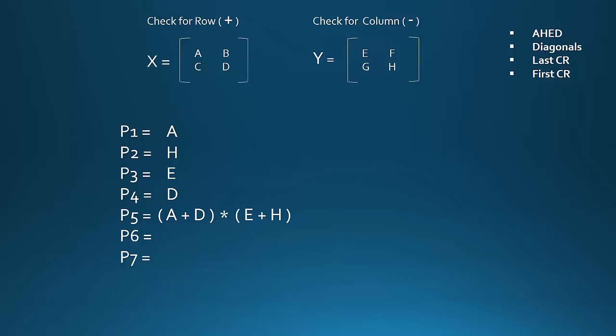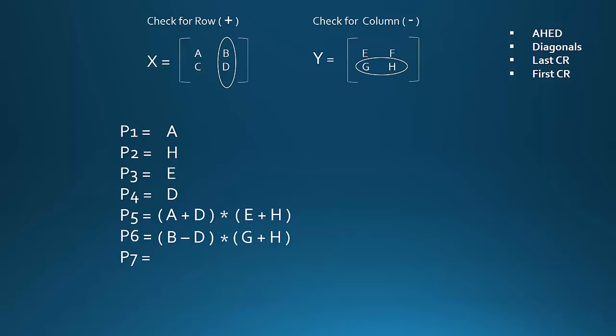C represents here column, R represents here row. We will look for the last column in X. The last column in X is BD. So we'll write B minus D. We have taken a minus sign because a column is considered here. Then last R in Y is GH. Since it is a row, we will write G plus H.